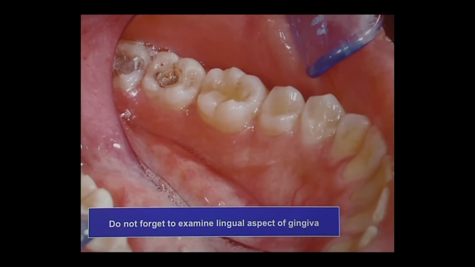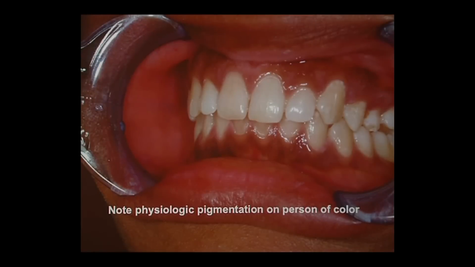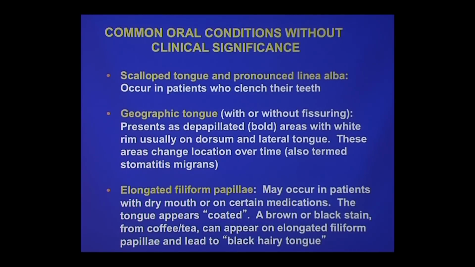And we obviously look also at the inside, where the tongue is. We also look at the gums there. And we know that when patients have darker skin, we often will see a lot of pigmentation, and we call that physiologic pigmentation. We can see that on the gingiva, or on the buccal mucosa, or on the tongue.